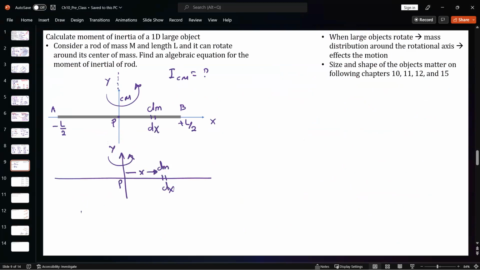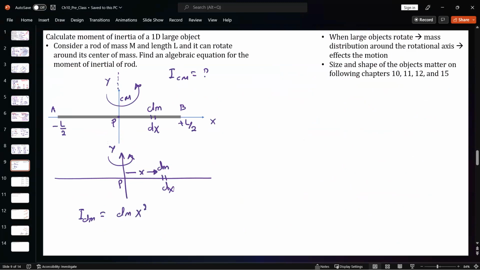Then the particle's moment of inertia, let's consider I of particle, is equal to dm times x squared, right? Because it's mass times r squared. That's how we define the moment of inertia. That is for a small particle.